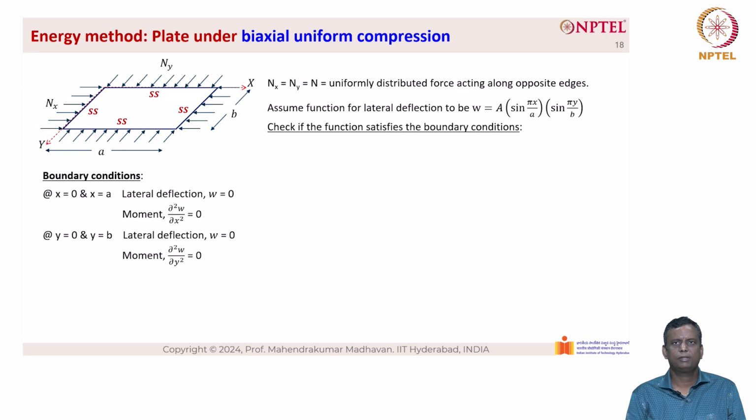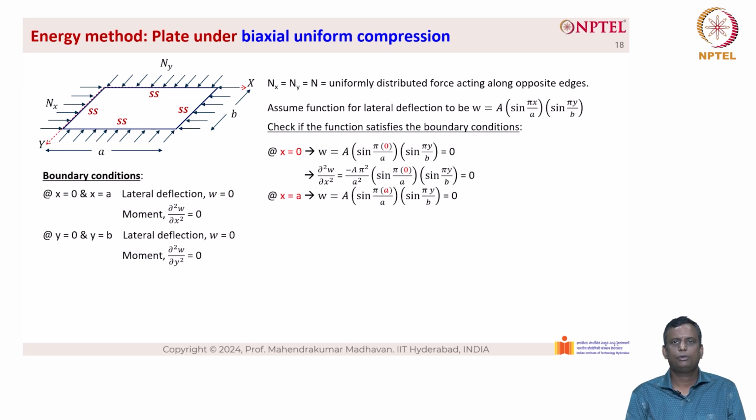So let us check if the function satisfies the boundary conditions. At x equal to 0, we know that w equal to 0, as you can see from the screen here, because sin 0 is 0. And similarly, the moment dou square w by dou x square is also 0, because sin 0 is 0. At x equal to a, w equal to A into sin pi a by a into sin pi y by b, which is 0 because sin pi equal to 0. Similarly, dou square w by dou x square also contains the term sin pi x by a. So when we substitute x equal to a, again the term sin pi comes, so it becomes 0.